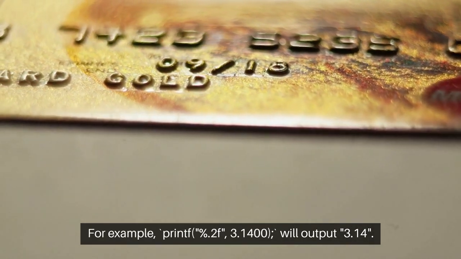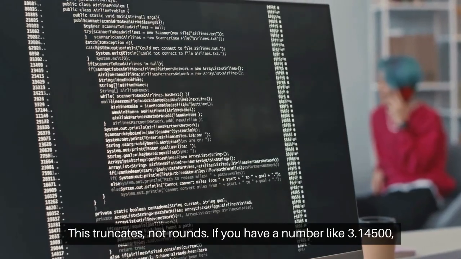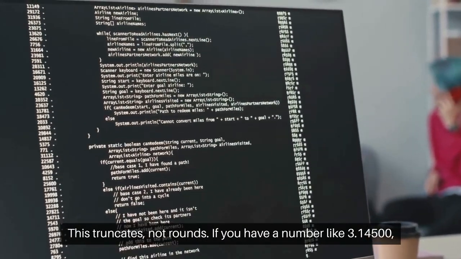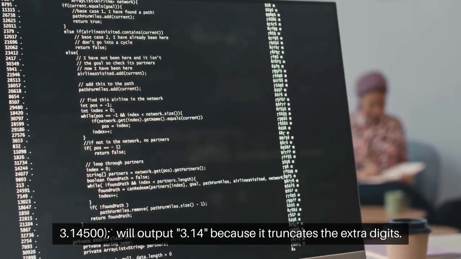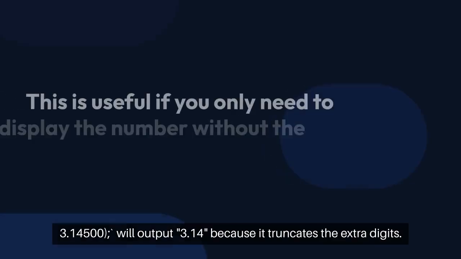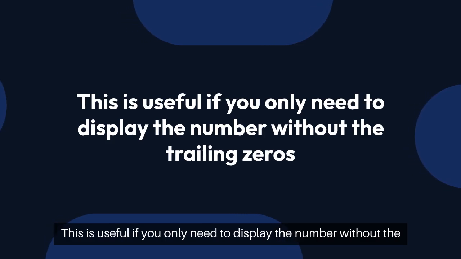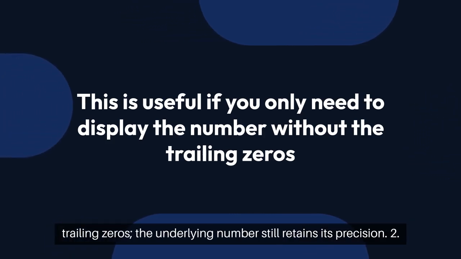3.1400 will output 3.14. This truncates, not rounds. If you have a number like 3.14500, printf %.2f 3.14500 will output 3.14 because it truncates the extra digits. This is useful if you only need to display the number without the trailing zeros. The underlying number still retains its precision.